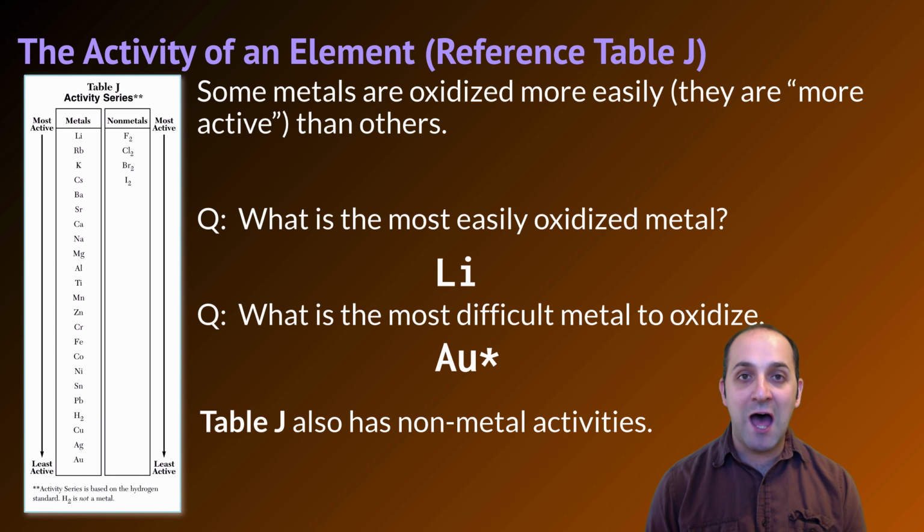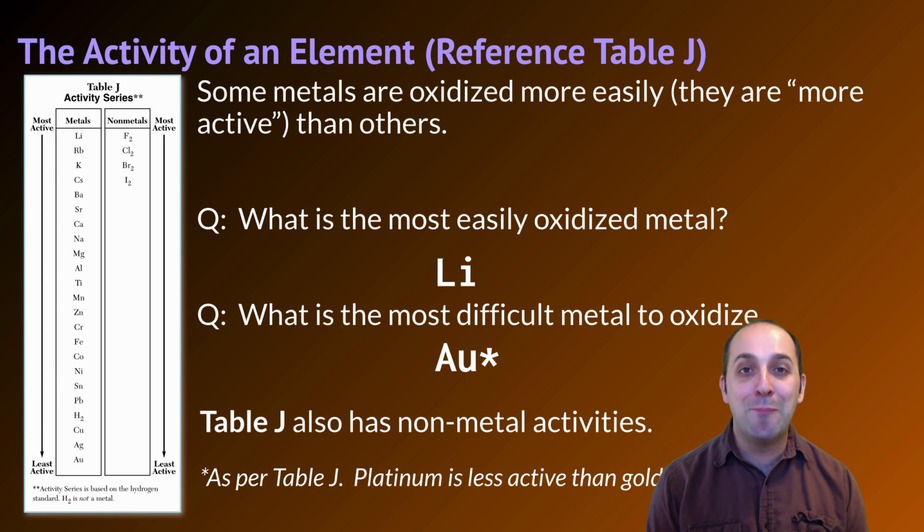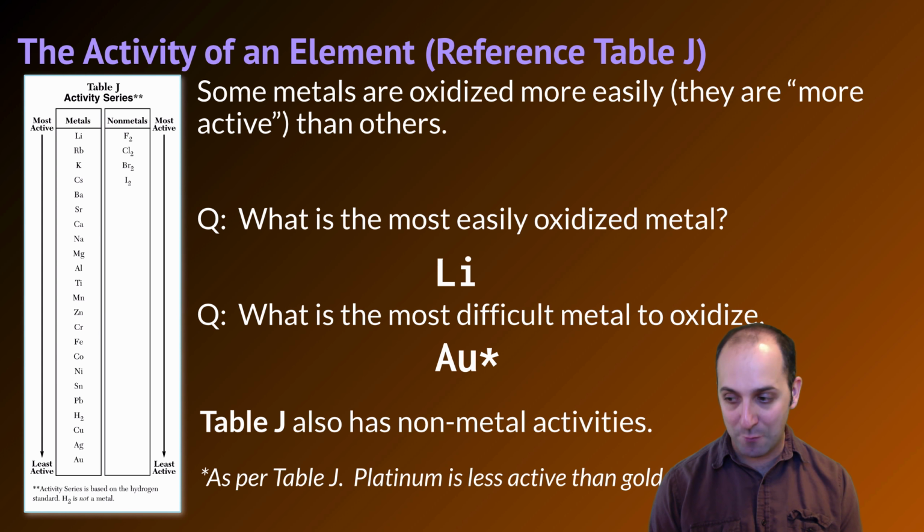Table J also has non-metal activities. Non-metals are opposite to metals. The most easily reduced non-metal, fluorine, is up at the top, and then they get less easy to reduce from there. We should also point out that platinum is actually less active than gold. It's just not listed on reference table J.